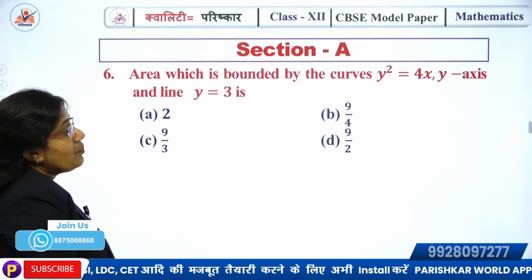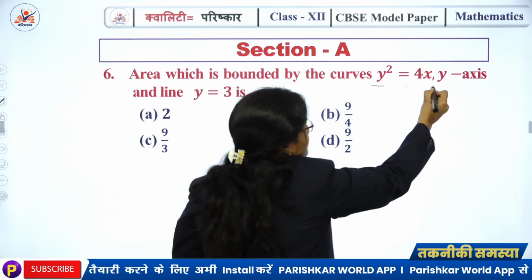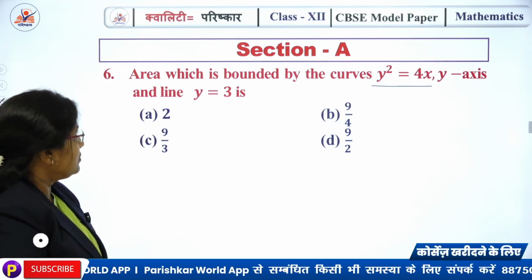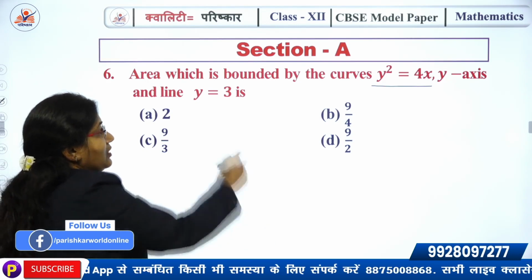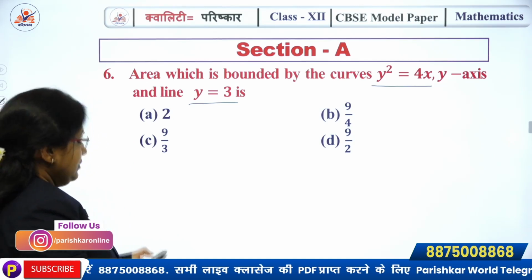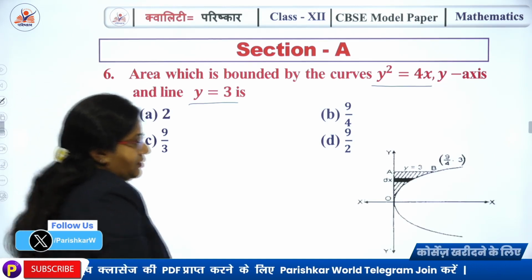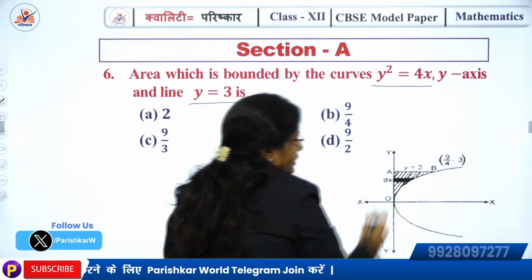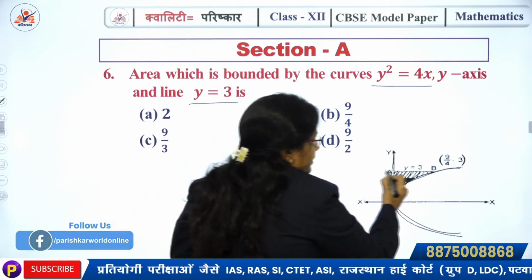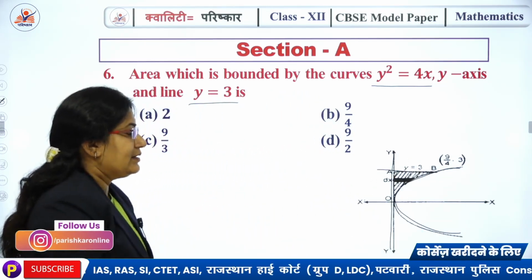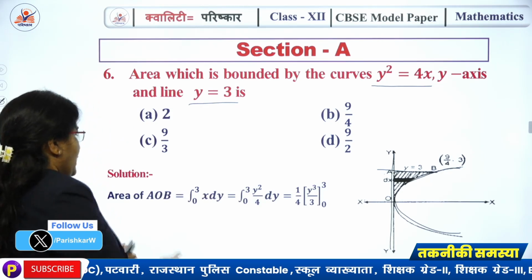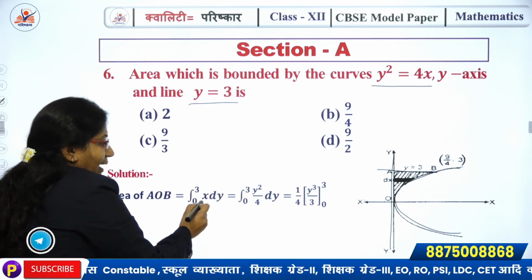Area which is bounded by the curves y square equal to 4x. As you can see on your screen, y square equal to 4x is a parabola, and the y axis and the line y equal to 3. Three curves are given: the parabola, the y axis and the line y equal to 3. Then the bounded region is this. As you can see, this is the parabola, this is the y axis and this is the line y equal to 3. And the area of AOB is given by the integration of x dy.